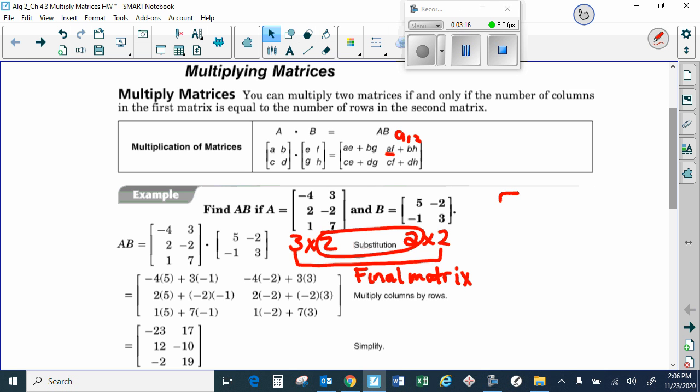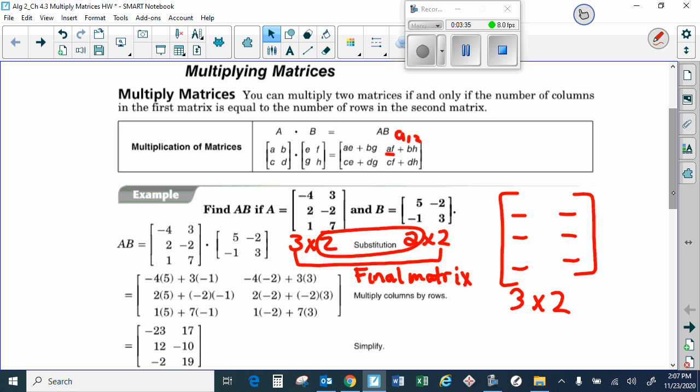So if I wanted to, I'll put in the final one. I have 3 rows and 2 columns, so I know I'm going to have a number in each of those spots when I'm done. Final matrix size is a 3 by 2. It's the outer numbers.